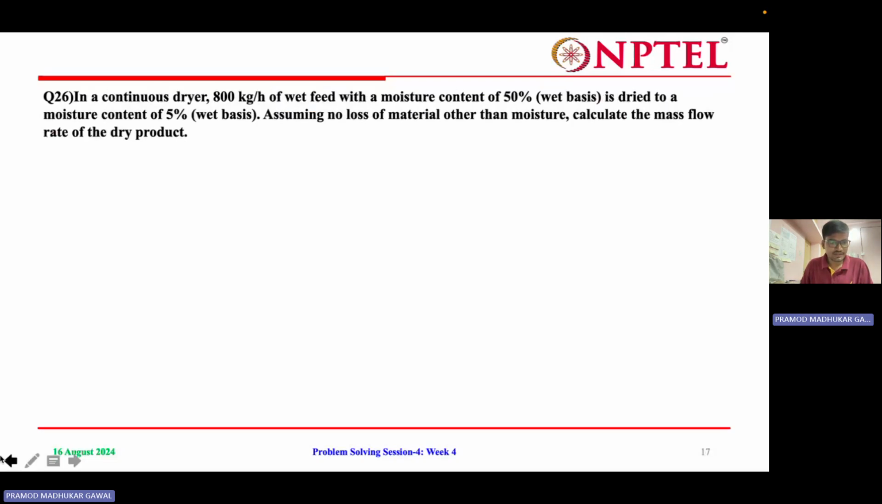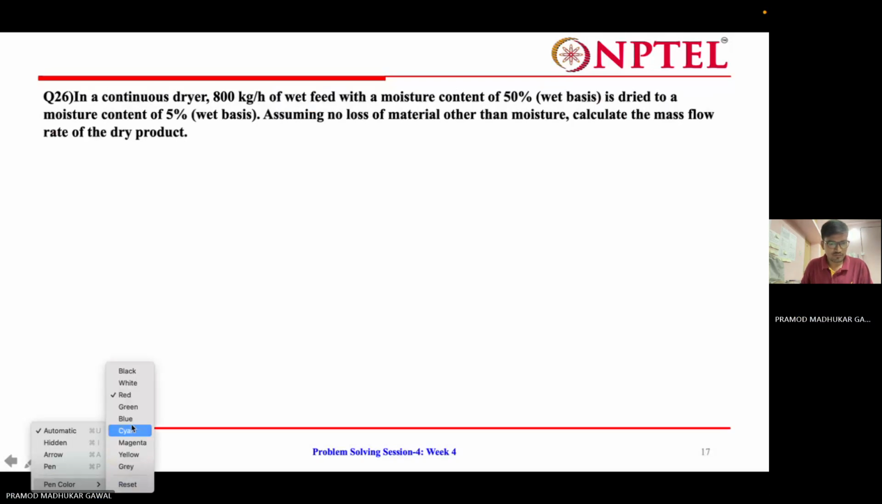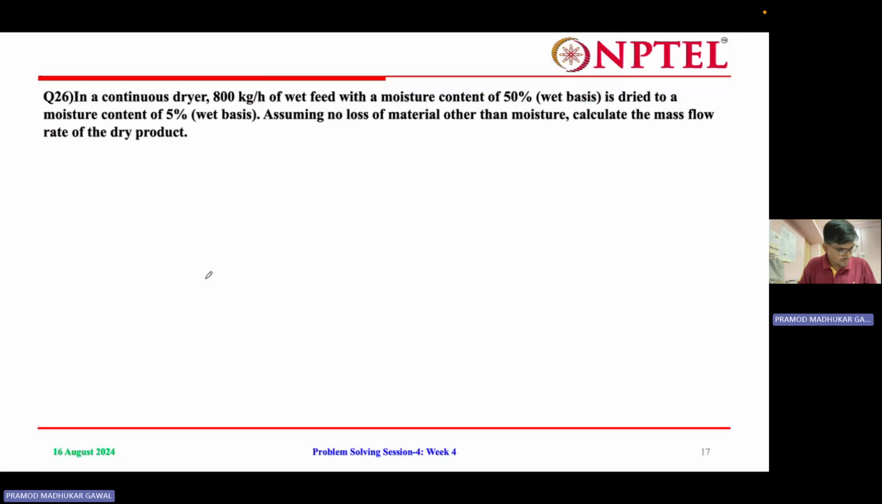Moving to question number 26. In a continuous dryer, 800 kg per hour of wet feed with moisture content 50% wet basis is dried to moisture content 5% wet basis, assuming no loss of material other than the moisture. Calculate the mass flow rate of the dry product. So here the flow rate of wet feed and the moisture content of 50% are given.